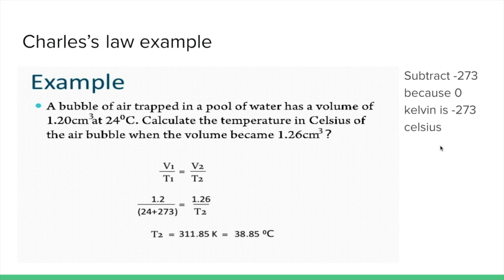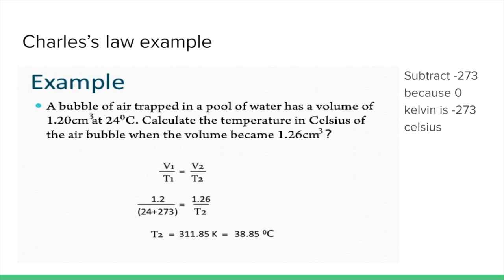Here's an example. A bubble of air trapped in a pool of water has a volume of 1.20 centimeters cubed at 24 Celsius. Calculate the temperature in Celsius of the air bubble when the volume became 1.26 centimeters cubed.